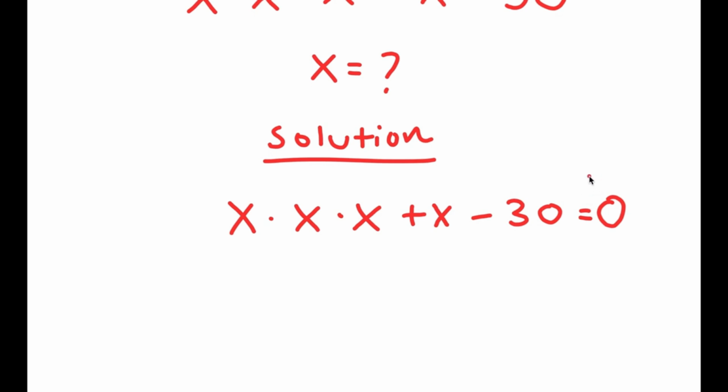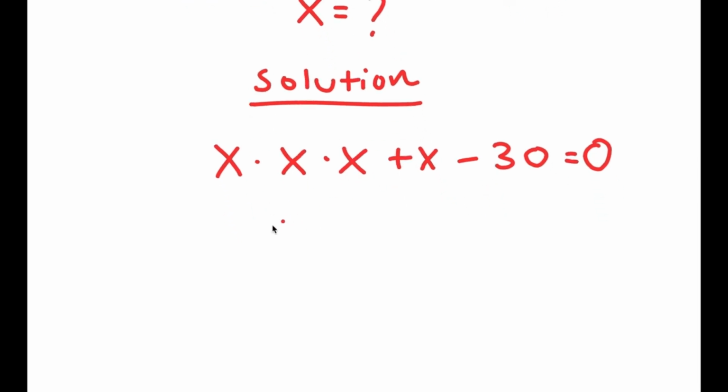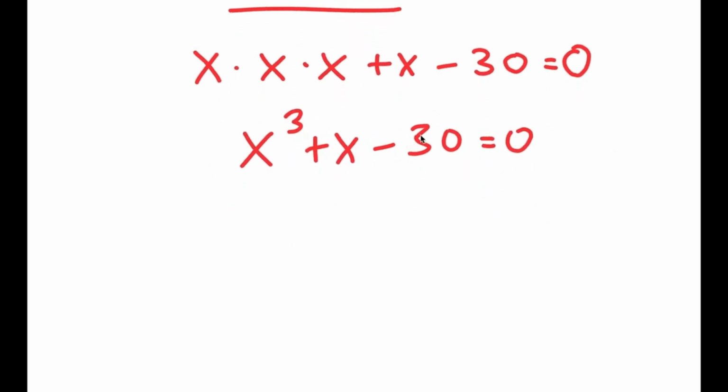Now from here, I can rewrite this as x to the power of 3 plus x minus 30 is equal to 0, because x times x times x is the same thing as x to the power of 3. And now a lot of people would think this is a quadratic equation, but this is a power of 3, not a power of 2, meaning we can't use the quadratic formula to solve this equation, or simply use the normal method of factoring.